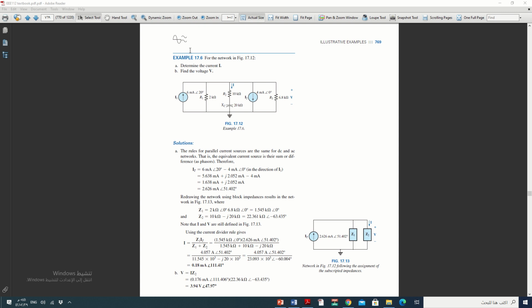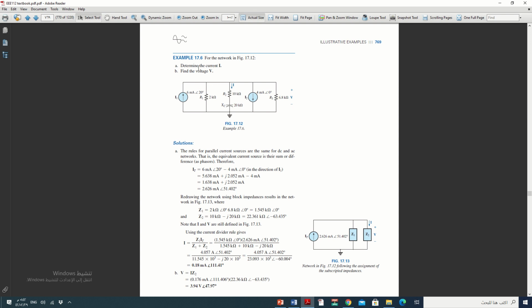Okay, this example is another example with two current sources. But before, in circuit 1, if the current source was 6 ampere and the opposite direction 4 ampere, we subtract them, 6 minus 4, and finish. But now the source current is 6 milliampere with angle 20. You need to consider angles, and the opposite direction 4 milliampere. Okay, be careful about this.